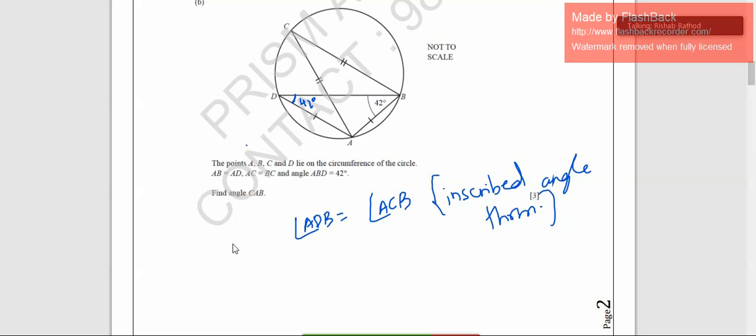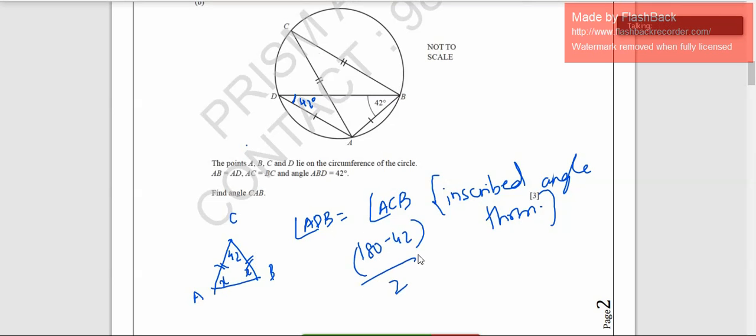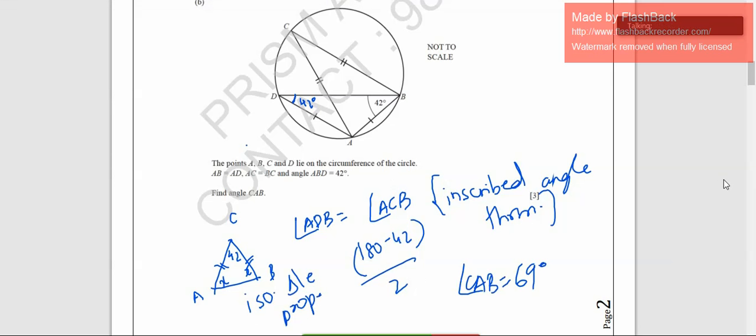So I draw this triangle here. This becomes 42. This is equal to this. Correct? Angle CAB is asked, right? This will be x, this will also be x. So 180 minus 42 divided by 2 is 69. This is the isosceles triangle property. Okay.